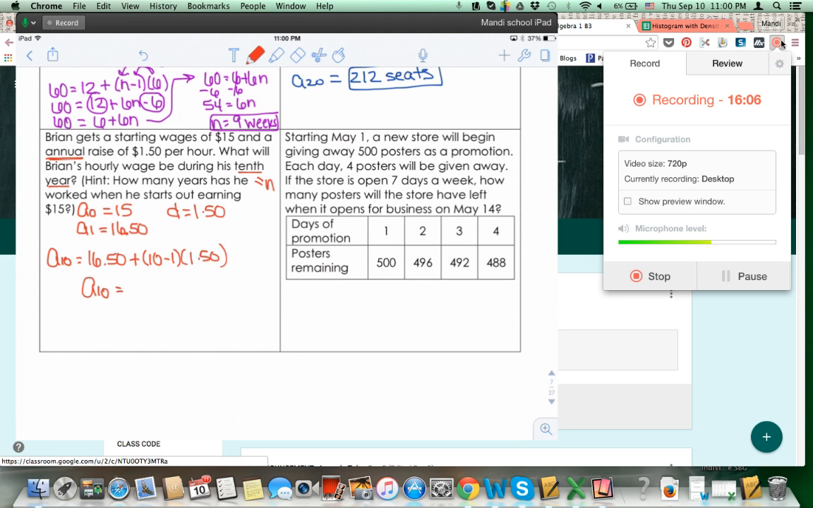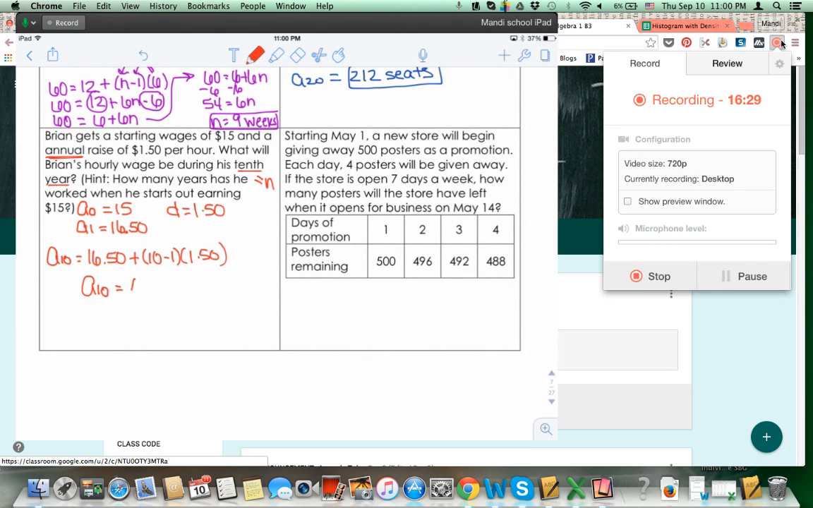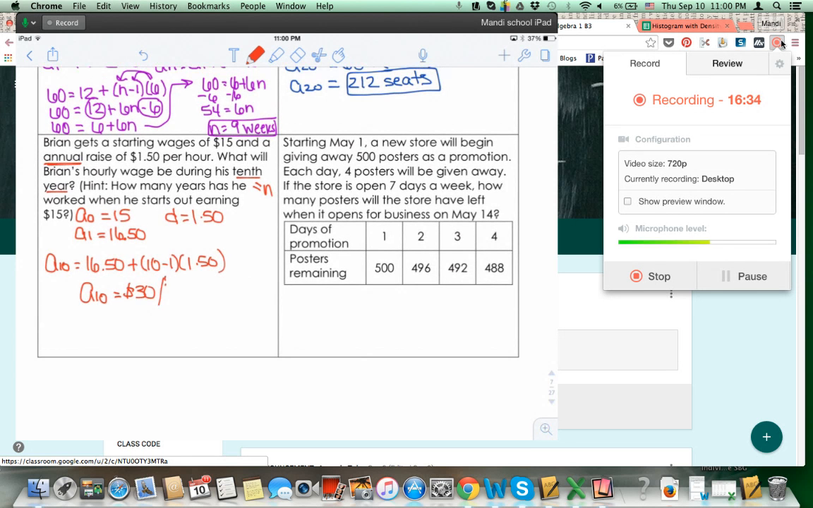What will his hourly wage be during his 10th year? So when you plug that into the calculator, he should be making $30 per hour in his 10th year.